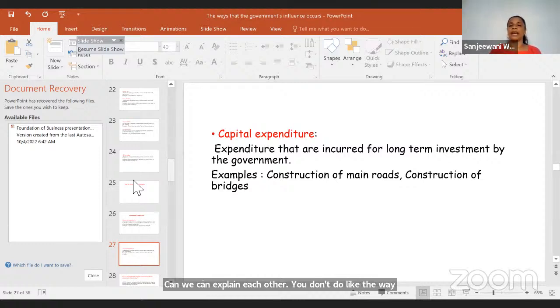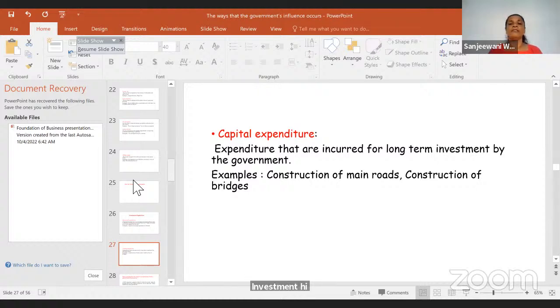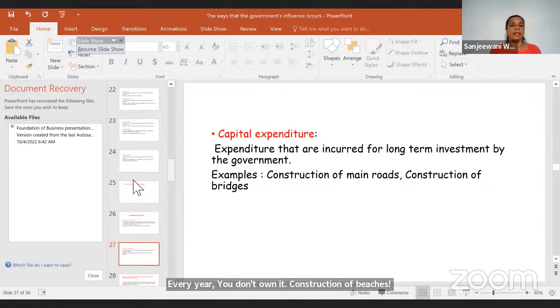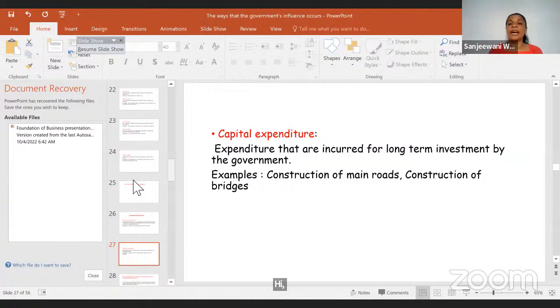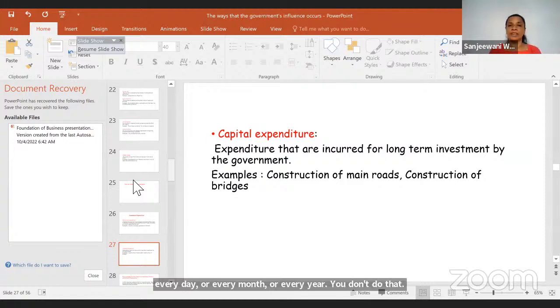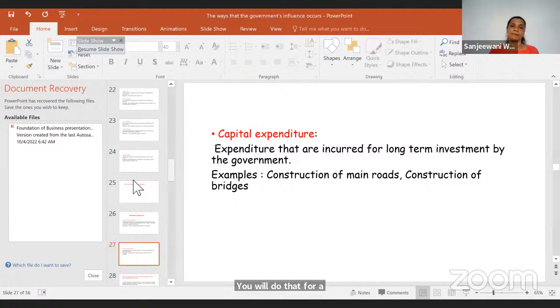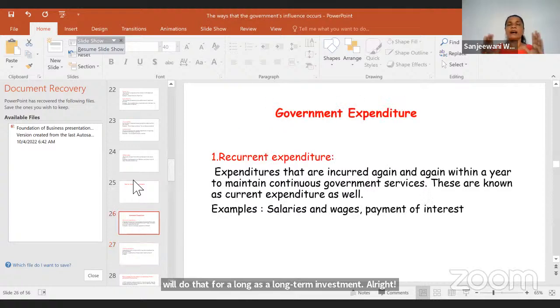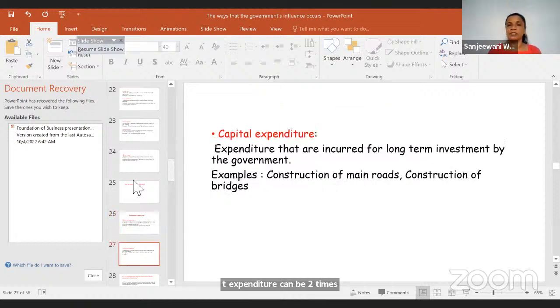Then capital expenditure: you don't do it the way recurrent expenditure is done. Every month you don't do that. You do that for a long-term investment. So now you're constructing a main road, but every month you don't do that, every year you don't do that. Construction of bridges, every day or every month or every year you don't do that. You do that as a long-term investment. That's capital expenditure. So once again, government expenditure can be two types: recurrent expenditure and capital expenditure.